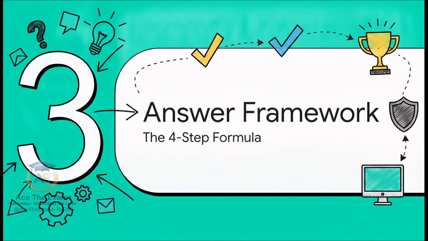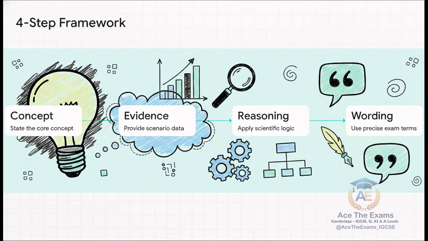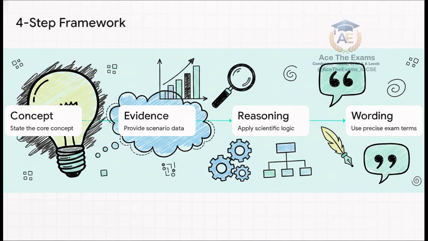Here we go, Section 3. The answer framework, the 4-step formula. So the crucial point here is this exact 4-step framework. 1. State the concept. 2. Provide evidence or data straight from the question. 3. Apply scientific or computational reasoning. And 4. Use precise examiner wording. By forcing every single long-form answer through this exact filter, you eliminate the waffle, you hit the keywords, and you align perfectly with the mark scheme every single time.